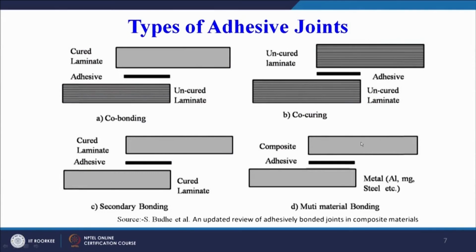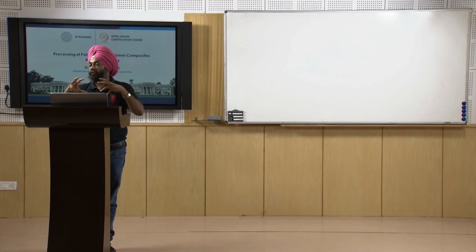And the last one is multi-material bonding. The top adherent is a composite material. The bottom adherent is a metal, it can be aluminum, magnesium, steel, any other metal, and then we are joining them together with the help of an adhesive. So this is multi-material bonding. So these are different types of joints. There can be other combinations of materials also that are possible.